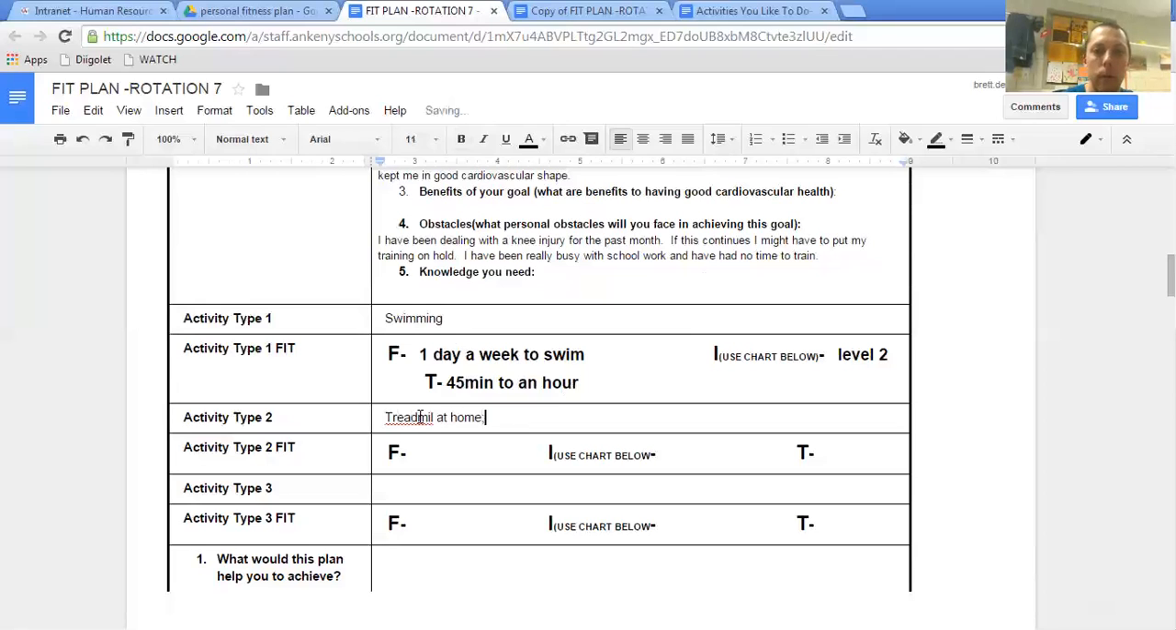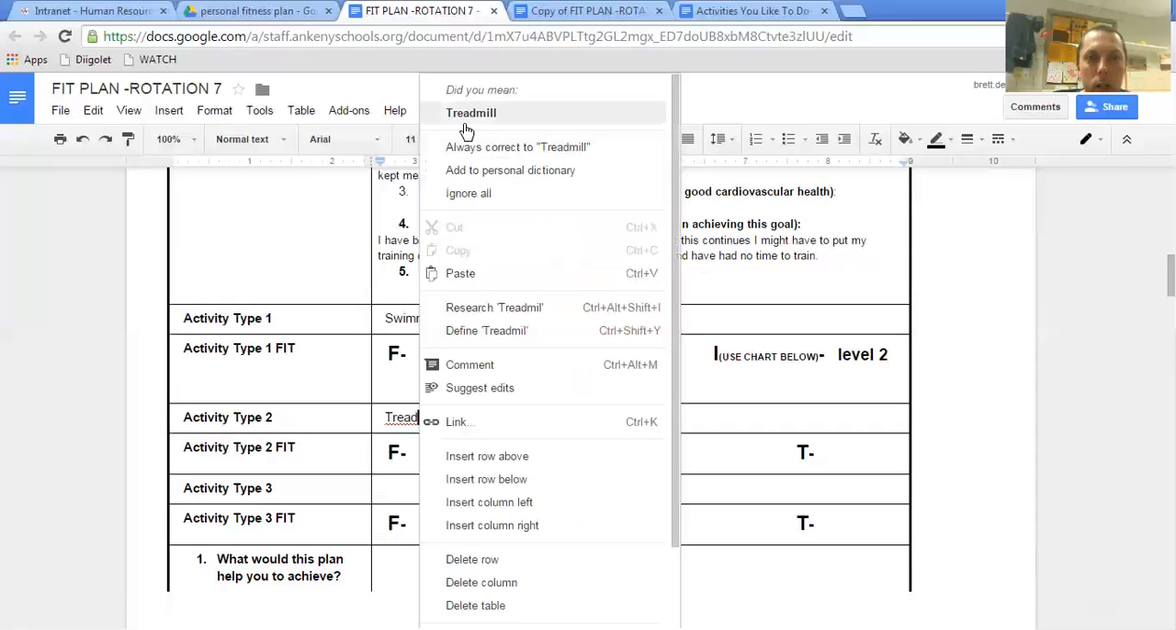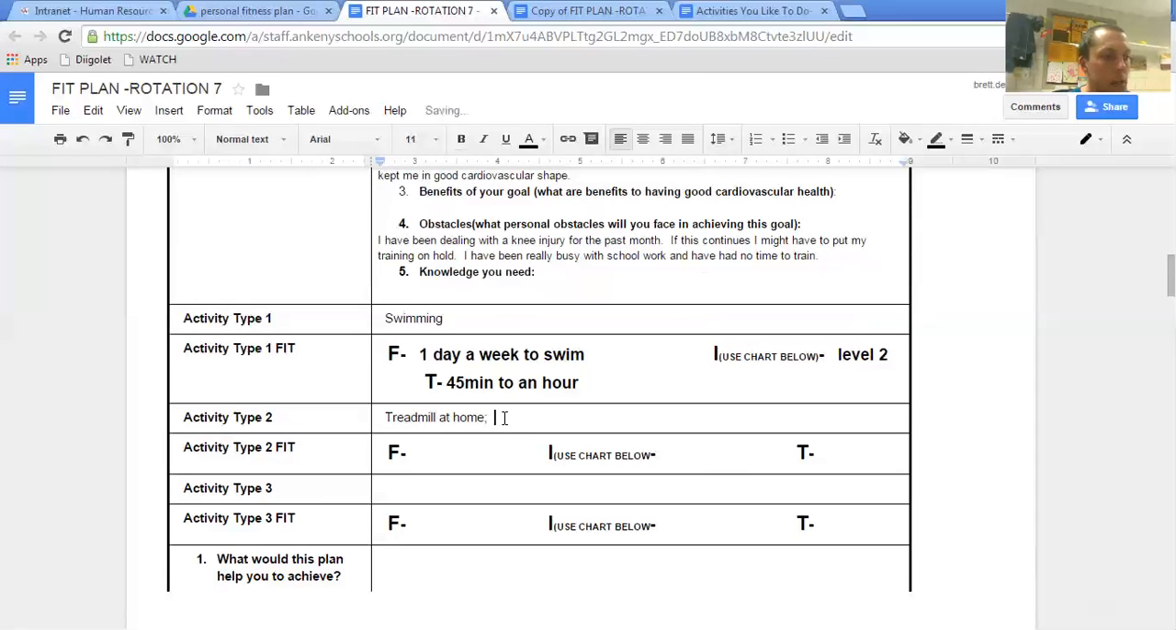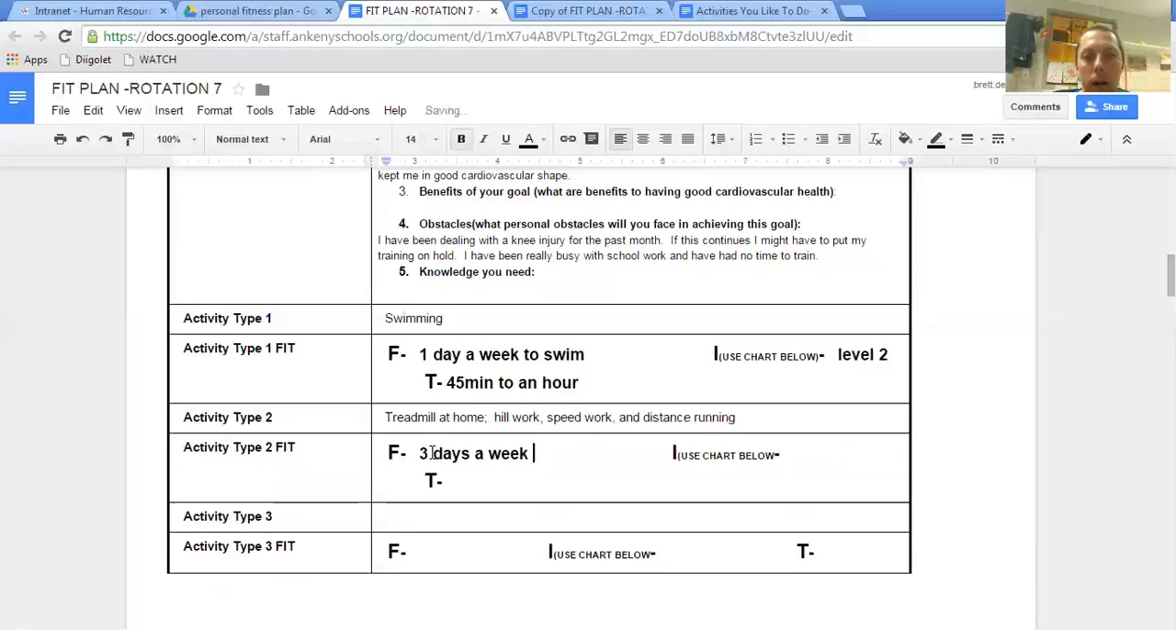Okay. And then I'm going to be pretty specific here because I know my treadmill training is very important. And some things that I want to make sure I would do: some hill work, some speed work, and some distance running. And that's telling me you're being pretty specific. Okay, what's my frequency? Well, I want to work at least 3 days a week on my treadmill. Okay, this one, I'm a little better runner than I'm a swimmer, so I'm going to make sure when I'm doing this, I'm at least in level 3 here.